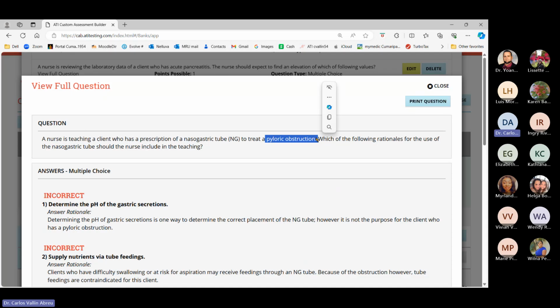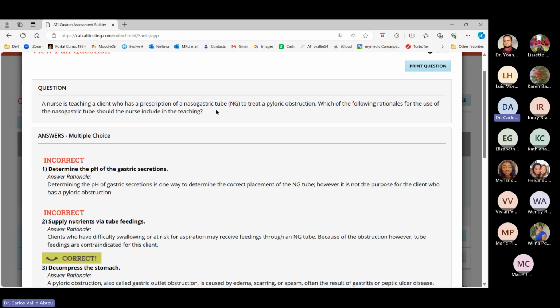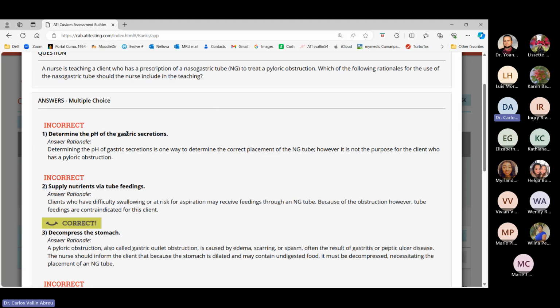So the client starts vomiting, and a nasogastric tube is placed until the obstruction improves. Generally, this kind of acquired obstruction from edema because of an ulcer disappears without surgery. Which of the following rationales for the use of a nasogastric tube should the nurse include in the teaching? Determine the pH of the gastric secretion.